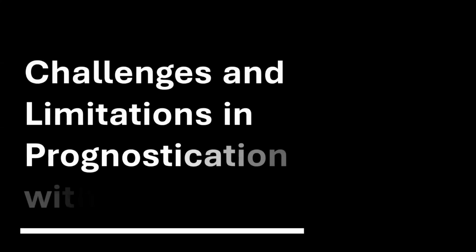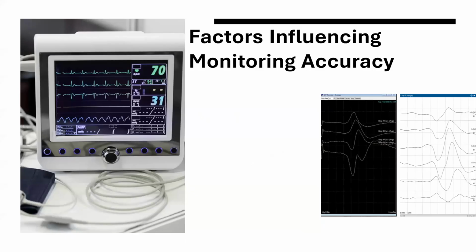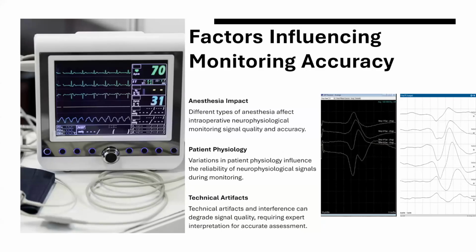So, what are some of the challenges and limitations in prognostication with neuromonitoring? Well, there are several factors that influence the accuracy of neuromonitoring. One of the biggest things is anesthesia. The idea behind anesthesia is to keep the patient asleep, have them not feel anything, have them not move, have them not remember. These are all inhibiting the nervous system. My job is to excite the nervous system.